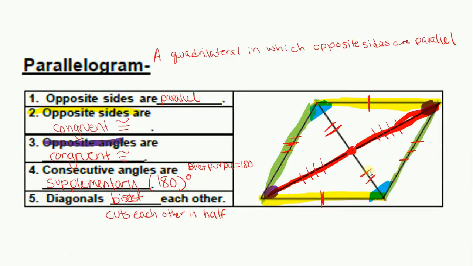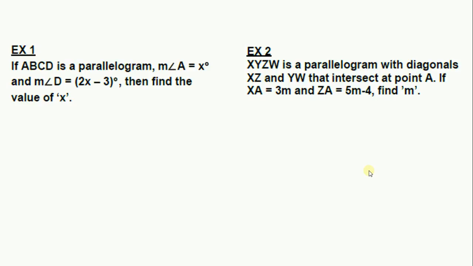So that's all the sides congruent for me in this particular parallelogram. Let's take a look at a couple of examples here. So, using our properties, if ABCD is a parallelogram, measure of angle A is x degrees and measure of D is 2x minus 3 degrees.